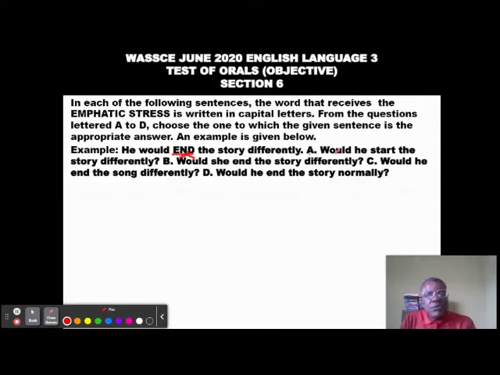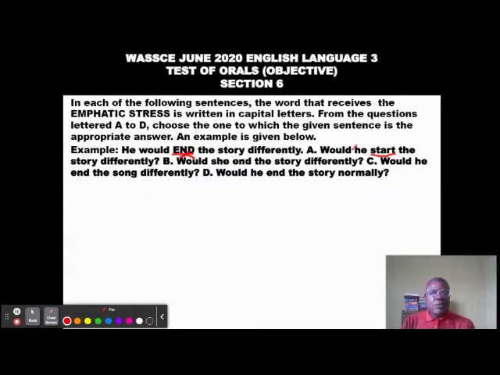So let's go through the questions. A, would he start the story differently? B, would she end the story differently? C, would he end the song differently? D, would he end the story normally? Now, the correct option is A, because the word start contrasts with end.